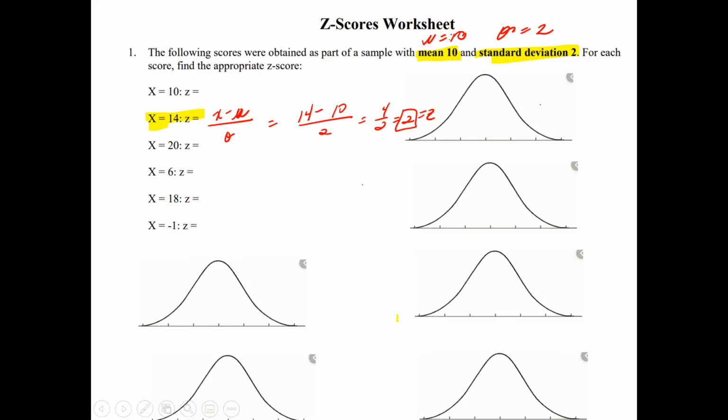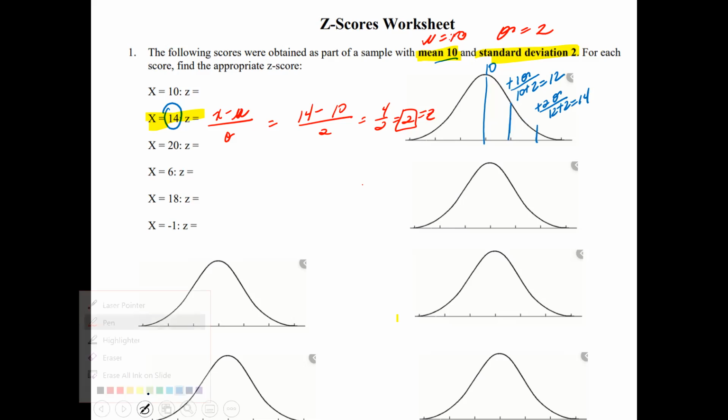Now, what does that 2 mean for your z-score? It means I'm going to look at the z-table to determine what percentage that is going to be in. Here is your mean at 10, right in the center. Now your value is 14. At 1 standard deviation, that's 10 plus 2, which is 12, so that's not quite enough. Then at 2 standard deviations, it's 12 plus 2, which is 14. So your 14 is going to be right here.